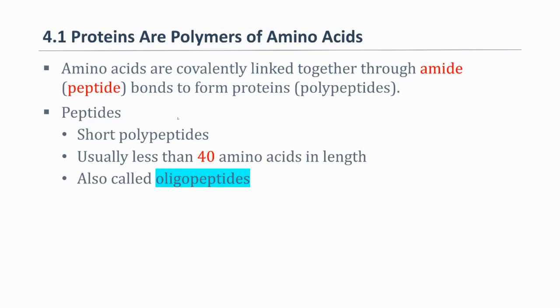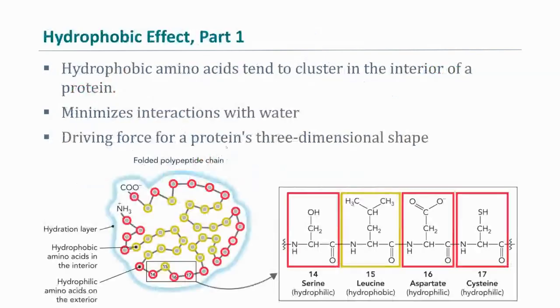A short polypeptide, usually less than 40 amino acids in length, is also called an oligopeptide.